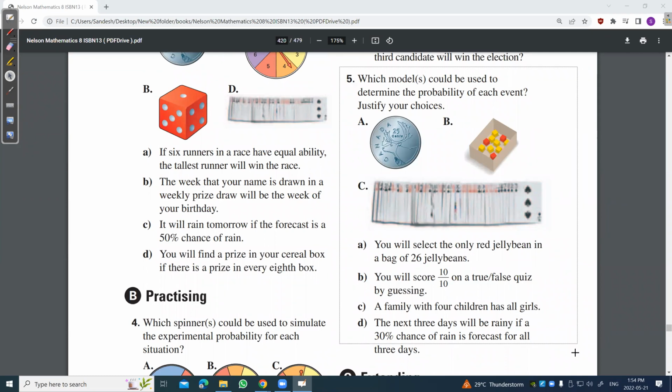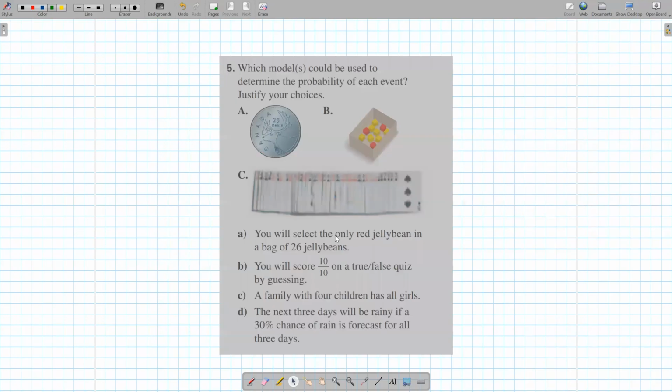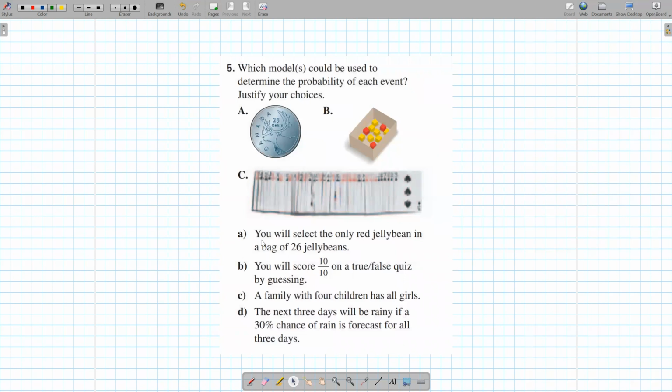What about this one? You'll select only the red jelly bean in a bag of 26 jelly beans. Oh, this is not a calendar. This is a pack of cards. I thought it was a calendar thing because it was so blurry. So that's a standard pack of cards. Okay, there's 52 cards in there.